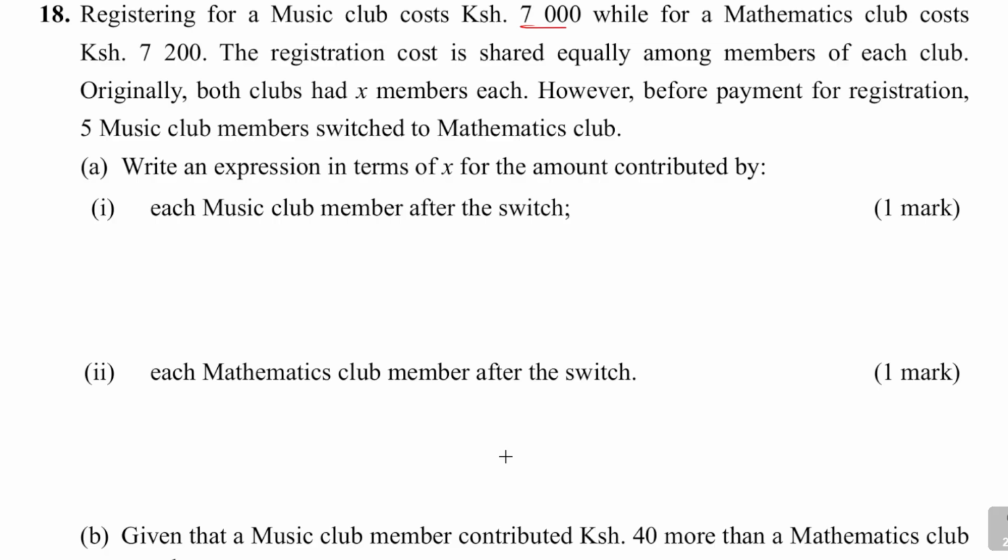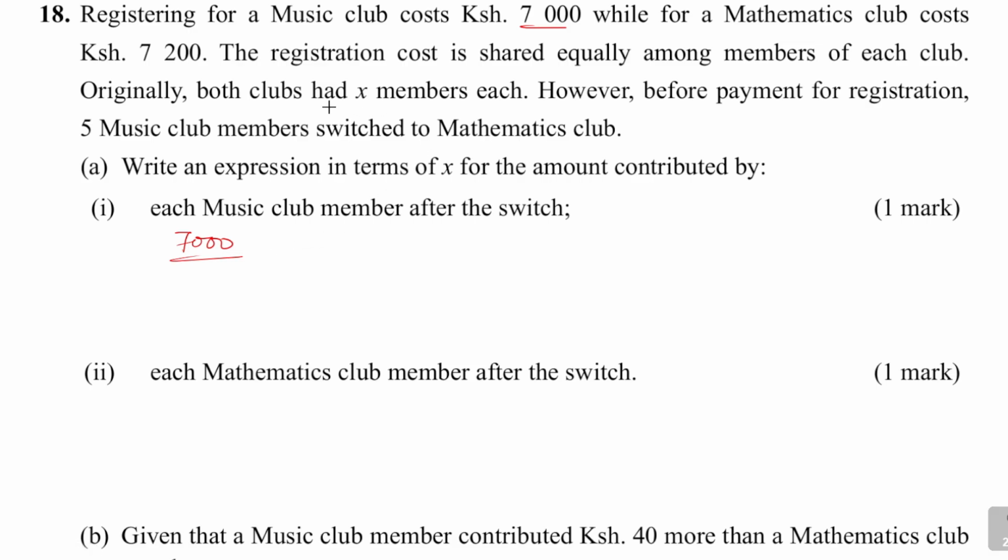each music club member after the switch. Now for the music club members, it costs 7,000. That is the total. So for us to get the amount contributed by each music club member, we shall take the amount that they were to contribute, all of them together, which is 7,000, and then we divide by the number of members.